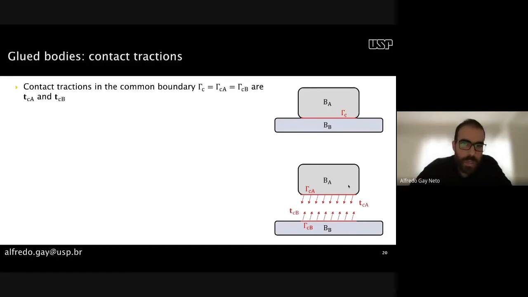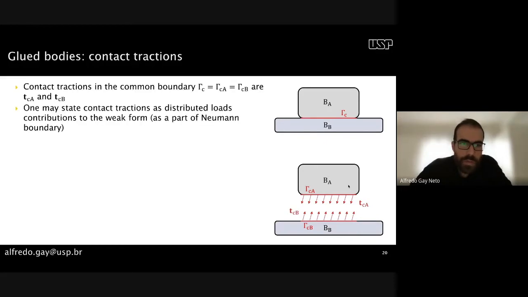So that's the idea. This contact traction may be seen, as I said, as a part of the Neumann boundary for each one of the bodies. Let's say that we'd like to imagine this as an external load. If you keep this minus sign here, just write the right-hand side of this equation as part of the external loads in this body, with a minus at the front, as I write here.